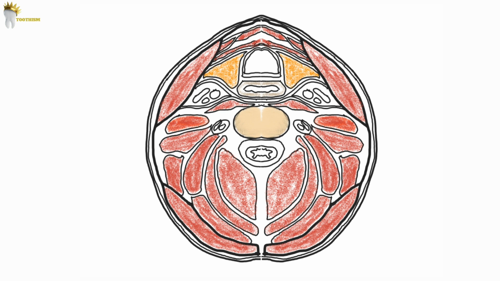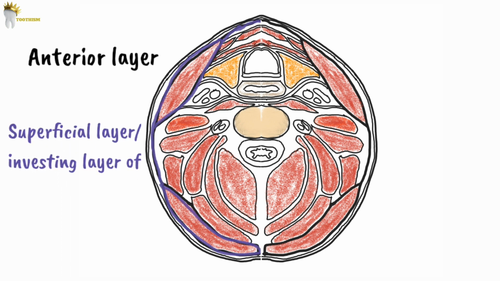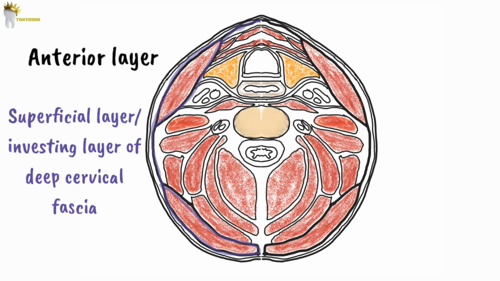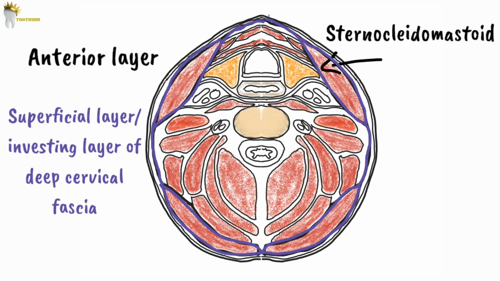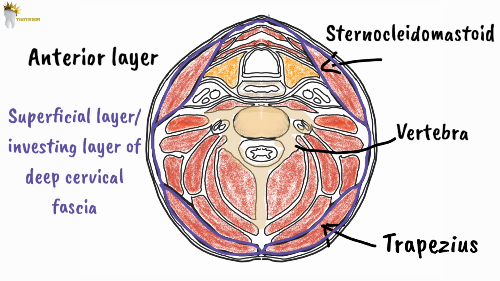So first of all, we have the anterior layer, which is also known as the superficial or investing layer of deep cervical fascia. It encircles the neck, as you can see, and it splits to surround the muscles sternocleidomastoid and trapezius. So you can see this investing layer of deep cervical fascia is enclosing these two muscles, and posteriorly it attaches to the spinous process of the cervical vertebrae.